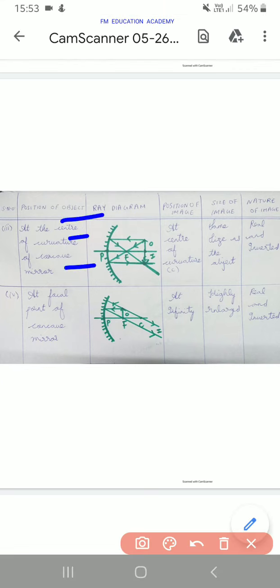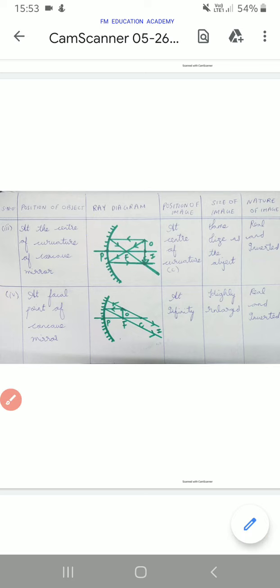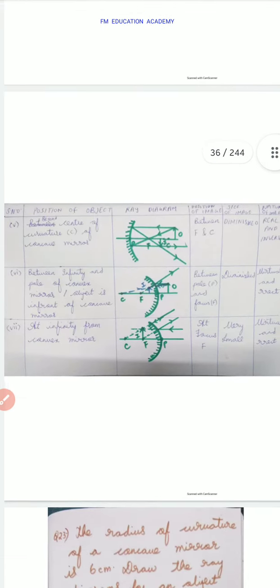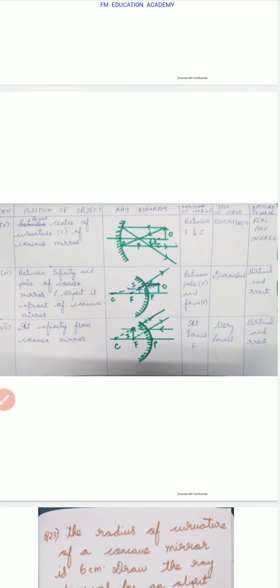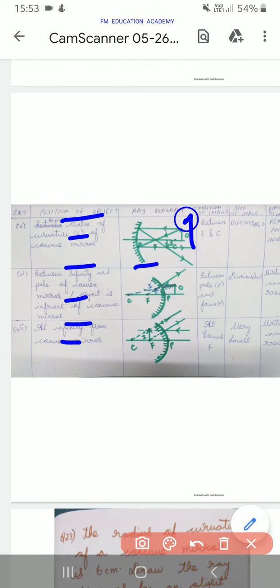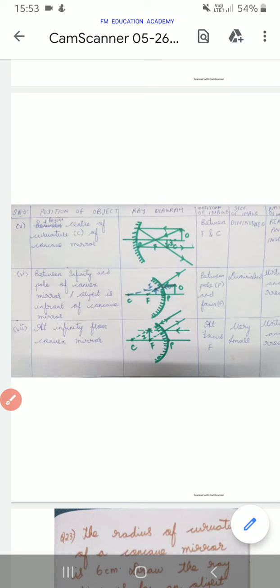This is for center of curvature of concave mirror, when the object is at center of curvature. This is when the object is at focal point of concave mirror. Okay, and when is the image formed? O indicates object here and I indicates image. This is beyond center of curvature of concave mirror, when the object is placed. Beyond center of curvature means beyond C. This is my concave mirror. Beyond C means here, right? Okay, just go through these.